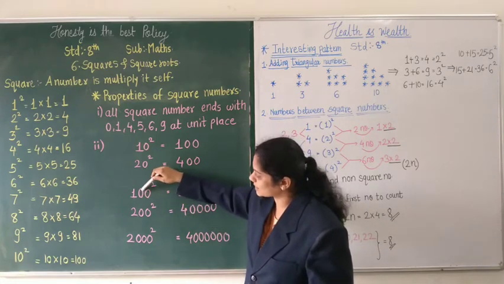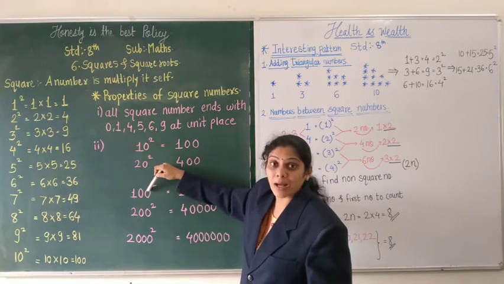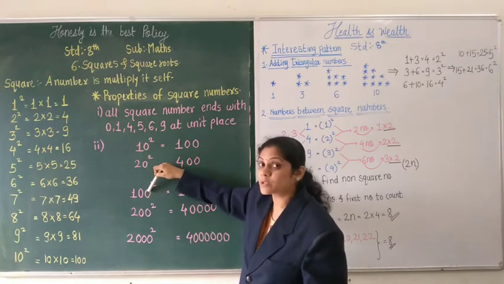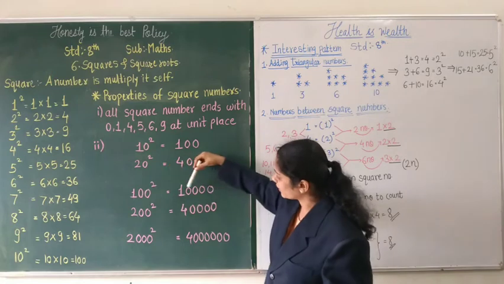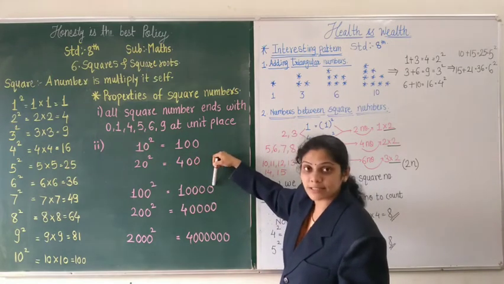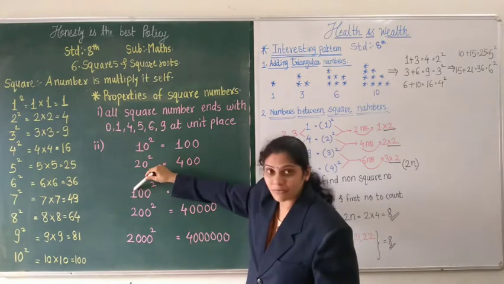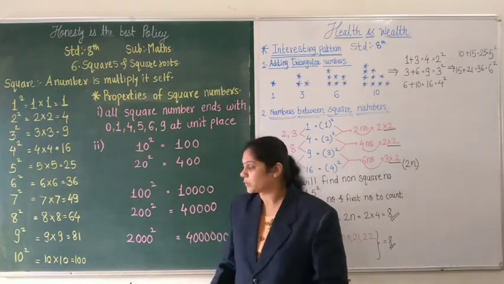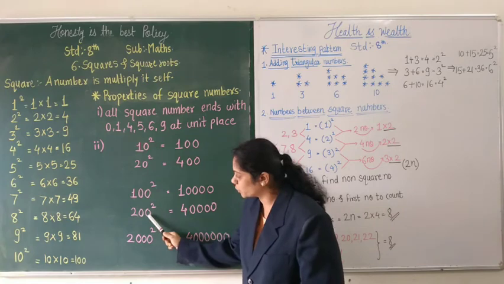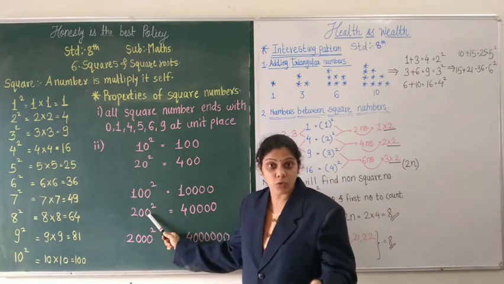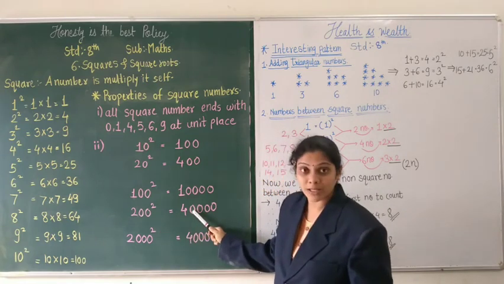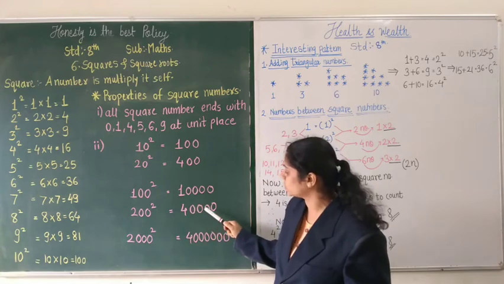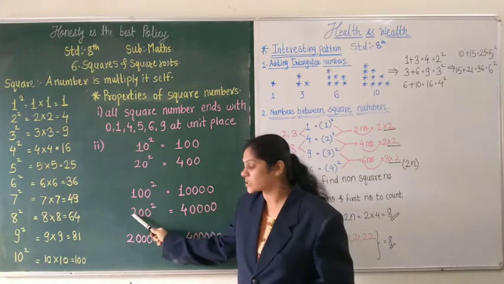So how many zeros are there? 2. So what is twice of 2? That is 4. That means while writing a square number, we have to write 4 zeros. And what is the square of 1? That is 1. Now while writing the square of 200, how many zeros are there? 2. And twice of 2 is 4. So how many zeros do we have to write? 1, 2, 3, 4. And what is the square of 2?